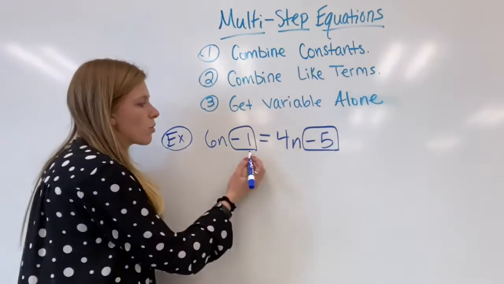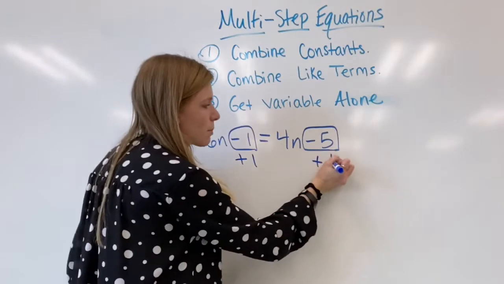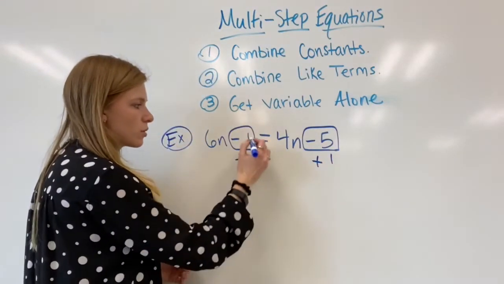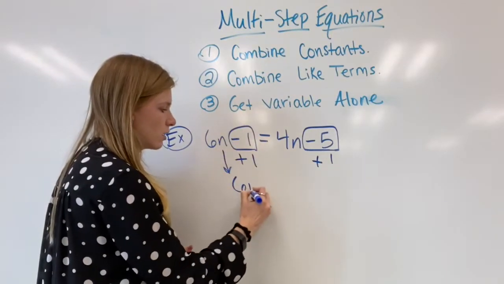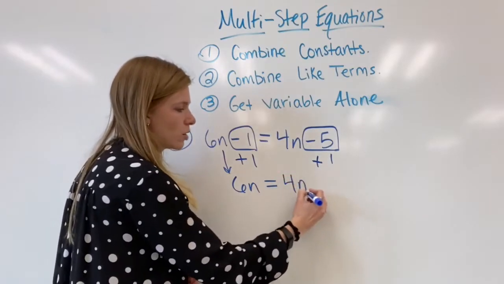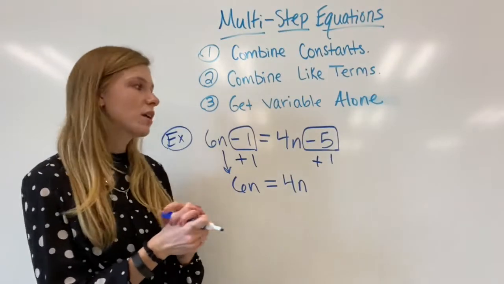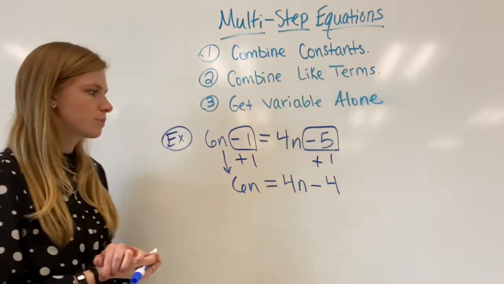Let's go ahead and move the 1. I'm going to add 1 to both sides. We're just combining the constants. I know that this would equal 0, so I don't have it anymore. All that's left is the 6n. Bring down the equal sign. Bring down the 4n that we haven't used yet. And a -5 plus 1 gives me a -4, so minus 4.